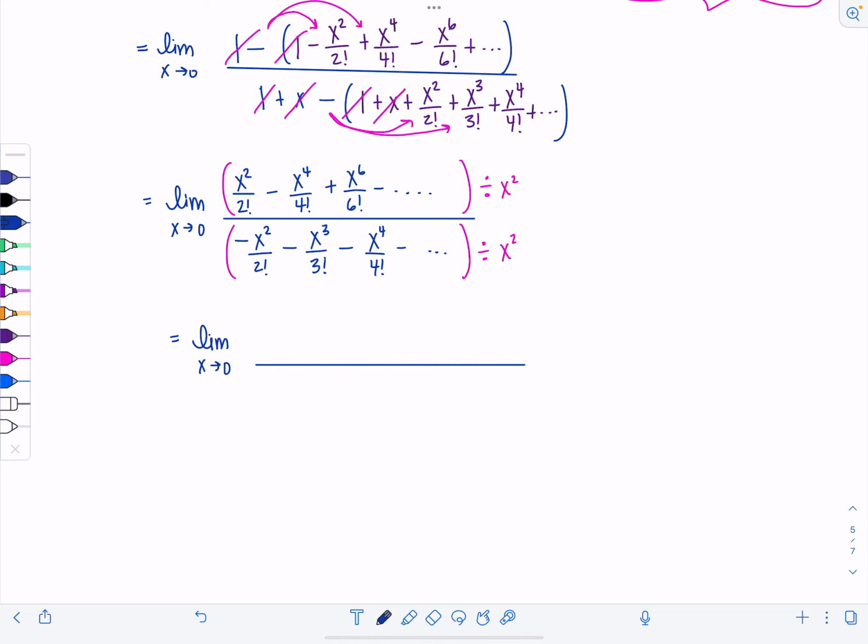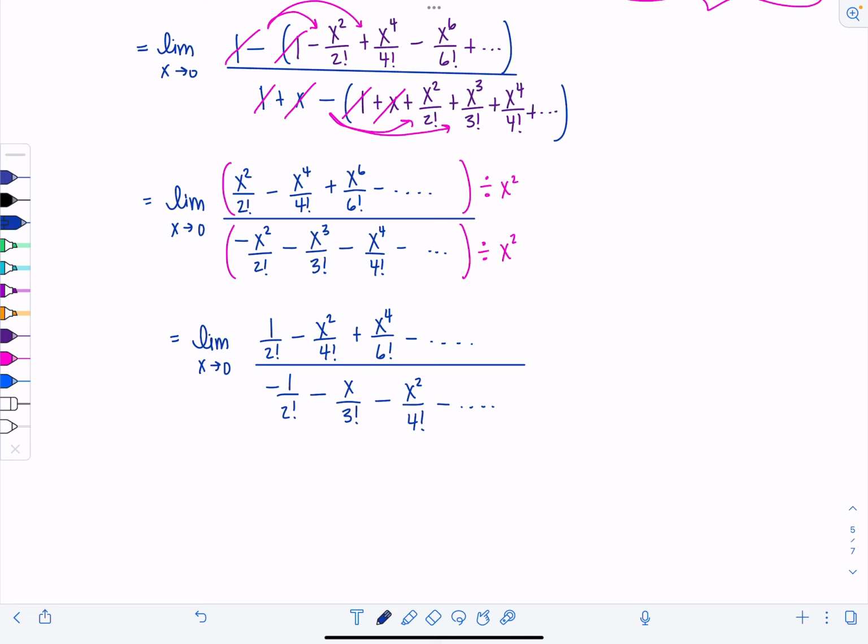Okay, so if I divide everybody by x squared in the top, I'm going to have 1 over 2 factorial minus x squared over 4 factorial plus x to the 4th over 6 factorial minus blah, blah, blah. And then in the denominator, dividing everyone by x squared, negative 1 over 2 factorial minus x over 3 factorial minus x squared over 4 factorial minus a bunch more terms. And now we're pretty much done.